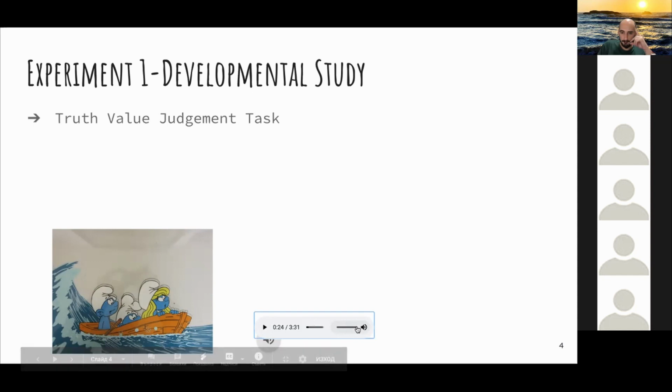It's maximum actually. That's not the volume. That's the duration. If I turn, how about this?